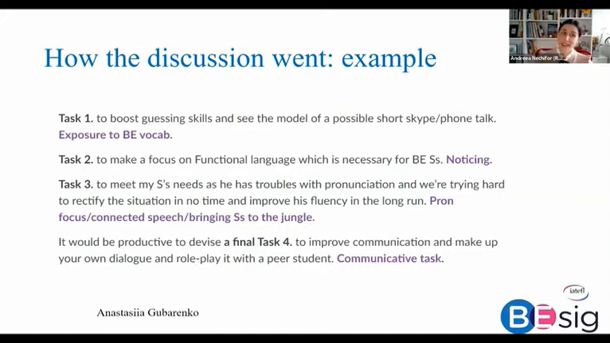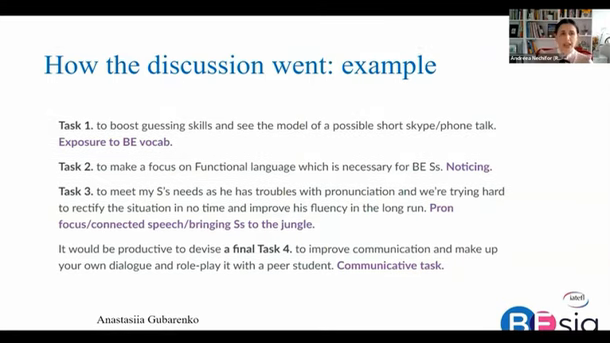And then in the second task, students had to focus on functional language and on noticing. The third task that she designed was to meet her students' needs as they had trouble with pronunciation. And the focus of the lesson was pronunciation, obviously. And then her suggestion was that it would be productive to devise a final task to improve communication and make up their own dialogues and role play with the peer student.